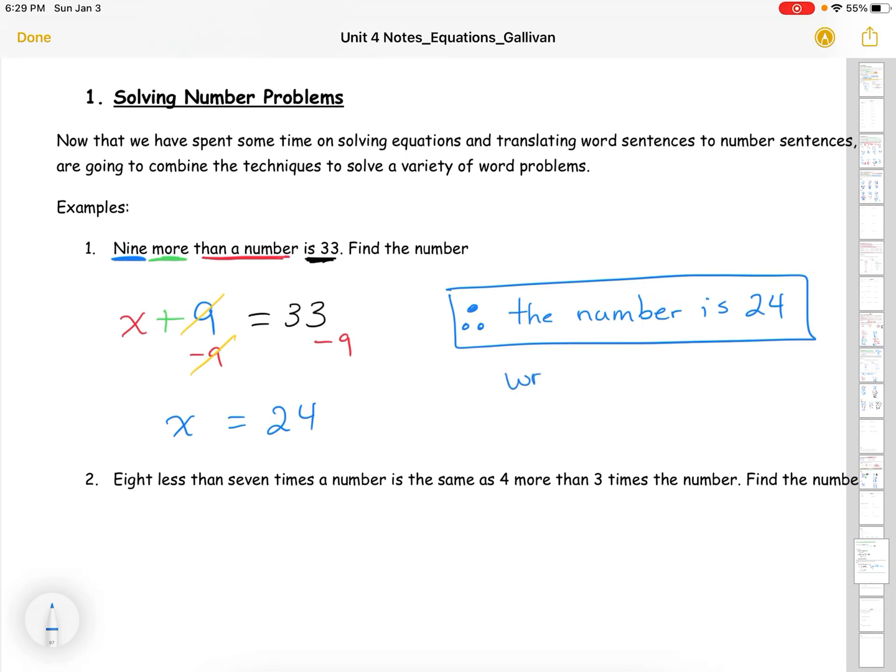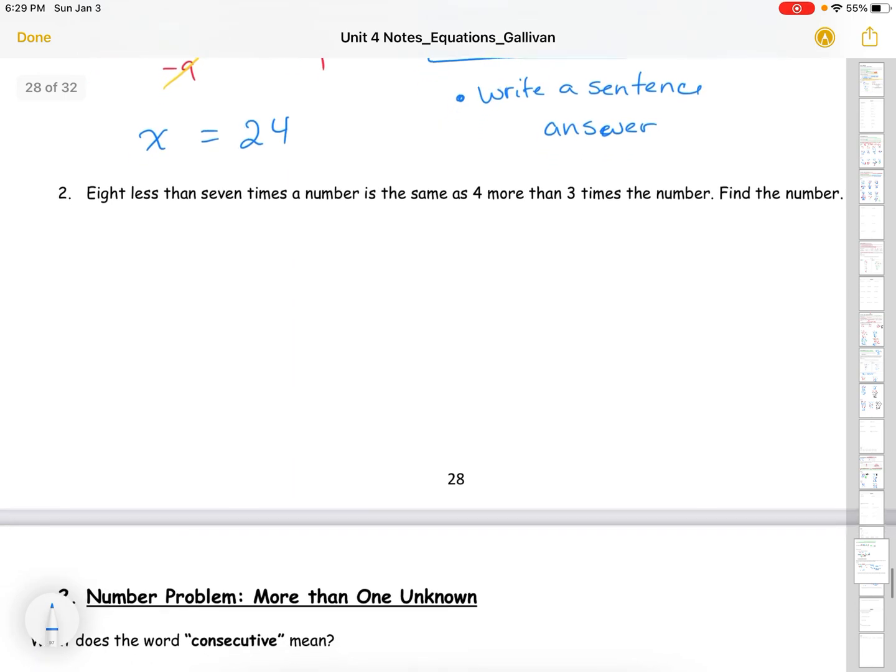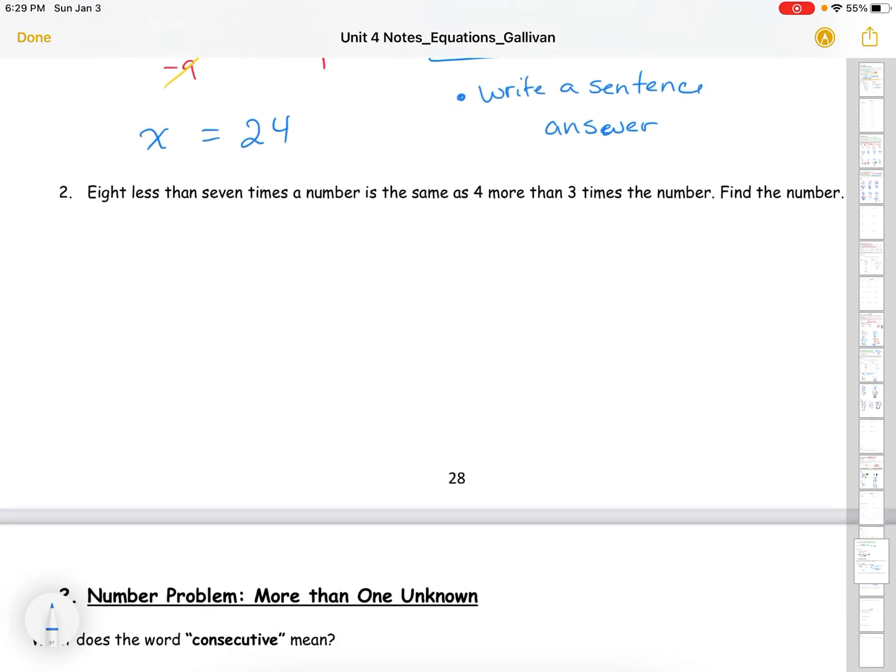Okay, and you'll notice that with word problems, we always want to write a sentence answer. I know I ask you mostly multiple choice, but if you ever did have to write it out, you would write a sentence. And this 3 little dots means therefore. Okay? All right. Let's translate the next one.